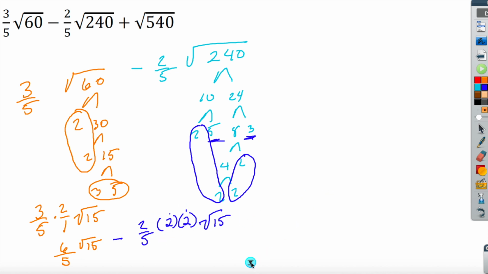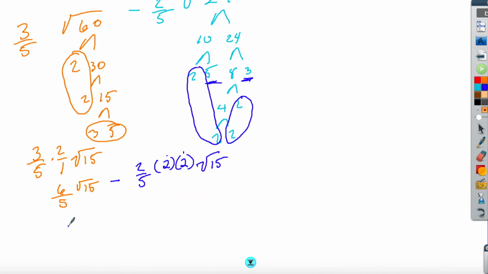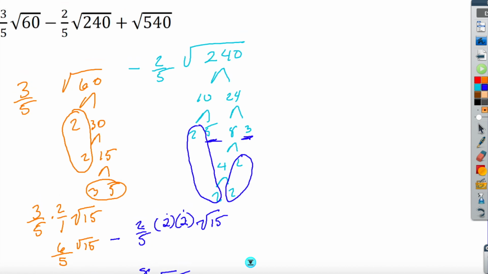So I'm going to scroll this down just a little bit so we can see better. So orange, I had 6/5 radical 15. Here, 2 times 2 times 2 is 8. So minus 8 over 5 radical 15. And we're going to go ahead and bring this back up, and we're going to solve for the last one. And I'm going to add radical 540.